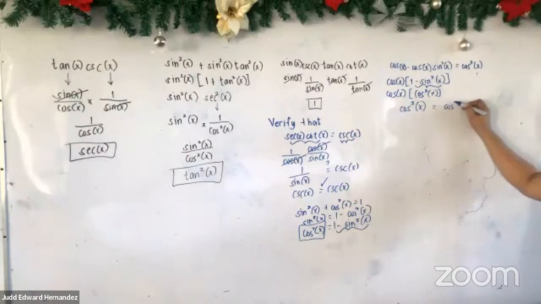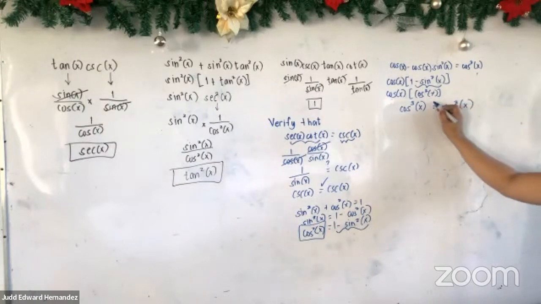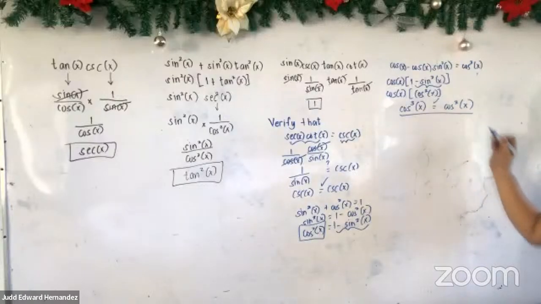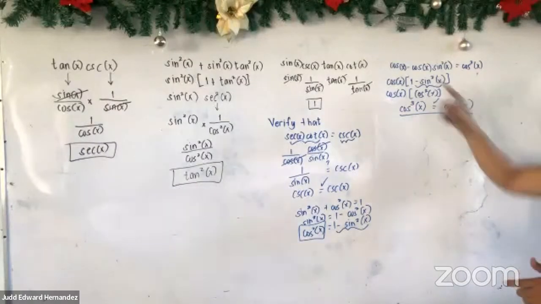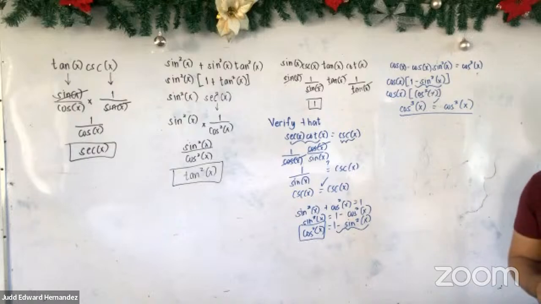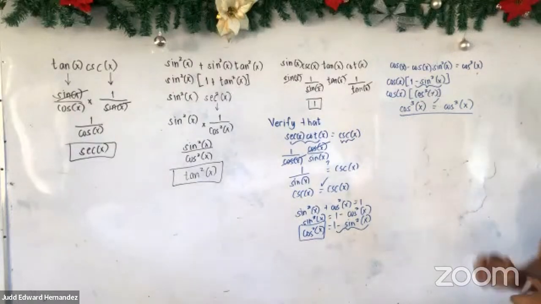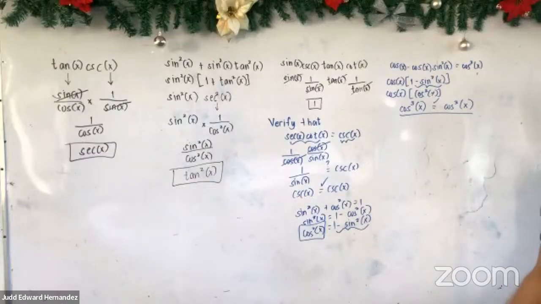And we are now having a trigonometric identity. And we were able to prove that this side is equal to the other side. Questions? Is this clear? Maliwanag po ba? Yes. Okay, let's have another example.